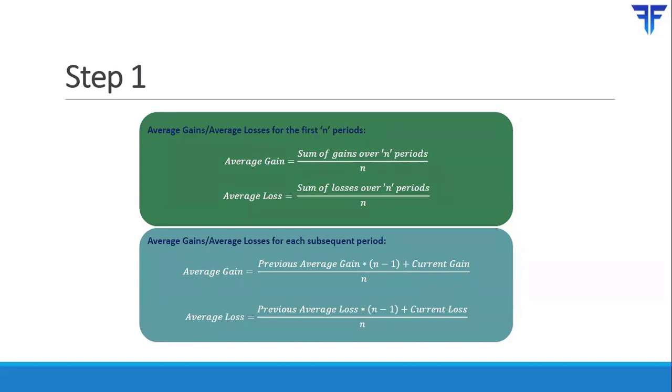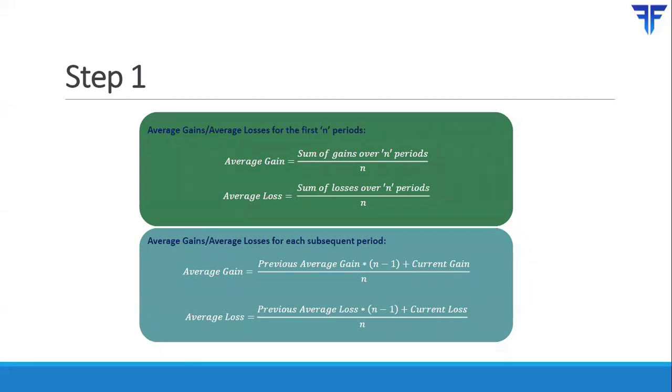Now, don't get too worried about this. I'll later show you how this can be simplified in Microsoft Excel. So just hang on with me for some time. Similarly, every subsequent average loss would be calculated as the previous average loss. Whatever that figure was, you'll multiply it by n-1, which in our case is 13. And to that expression, you'll add the current day loss and then divide this entire expression by n.